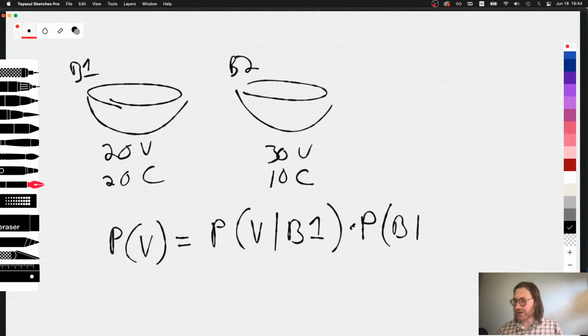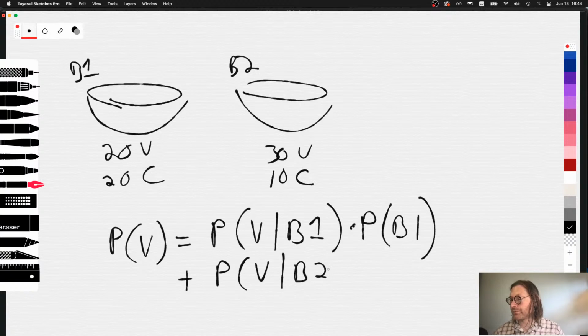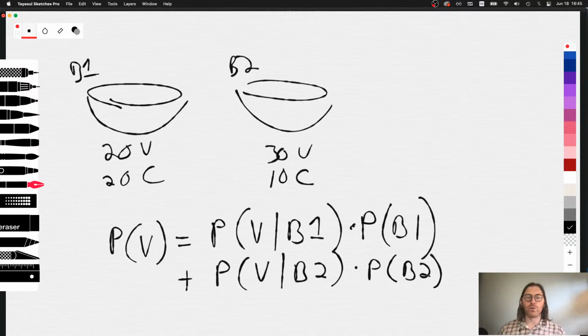So we're going to compose this with the probability of choosing a vanilla cookie from bowl 2 multiplied by the probability of bowl 2. And so in that light, I think this is a little more obvious how we're thinking about the law of total probability. We can answer a lot of these questions.